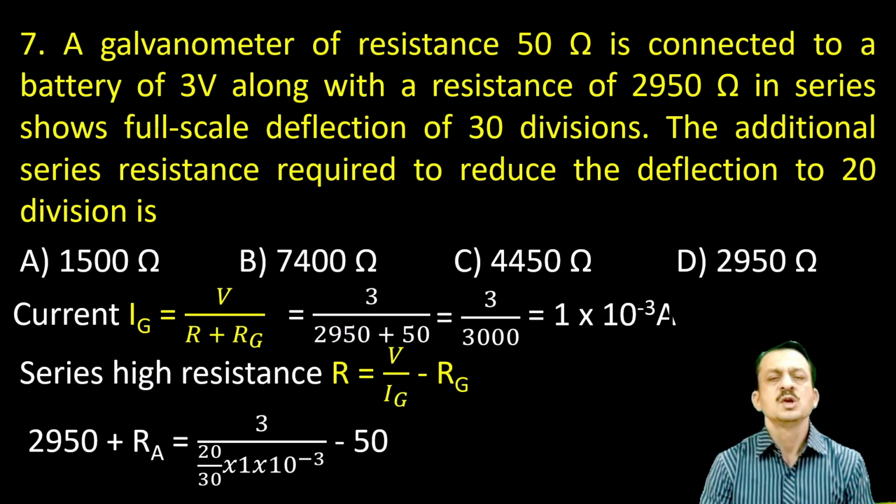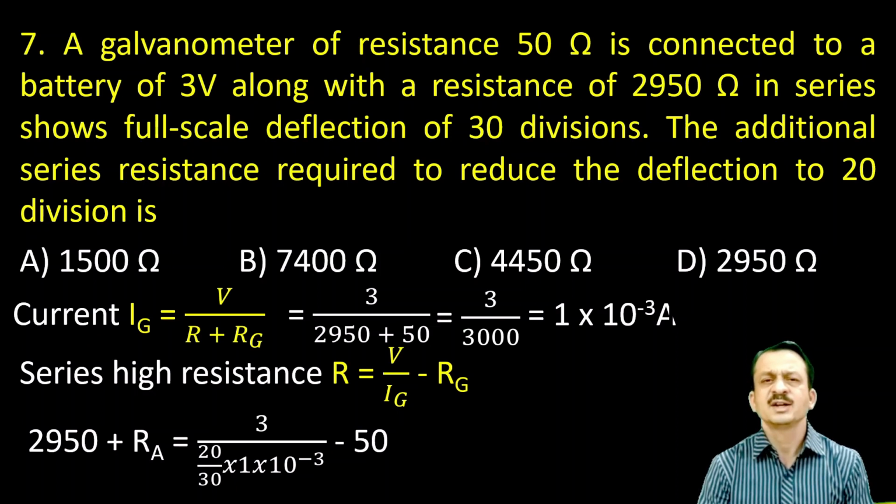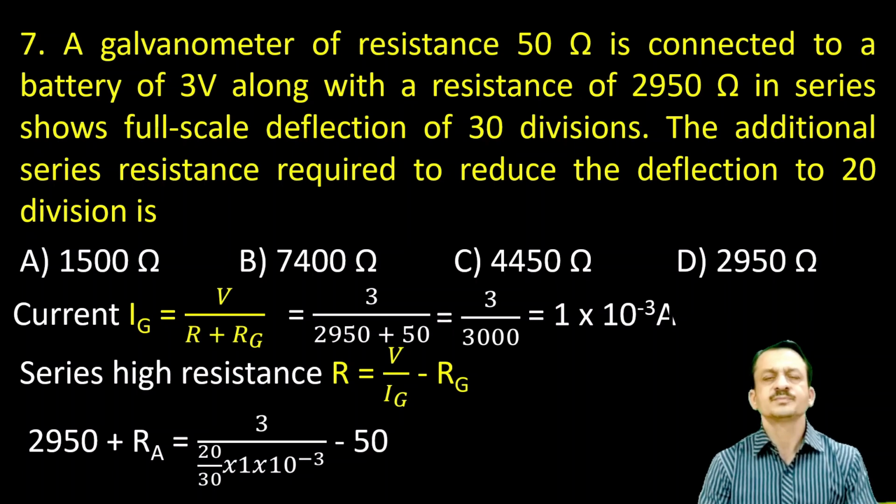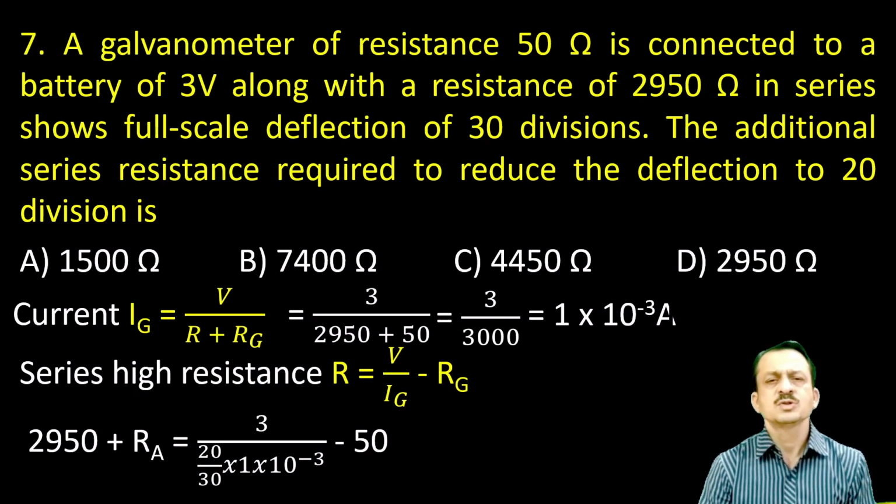It should be equal to voltage, that is 3, divided by Ig. Now here Ig has changed, because in the previous case we calculated Ig for 30 divisions, it is 1 milliamp, that is 1 into 10 to the minus 3. Now what is the current for 20 divisions? That can be calculated as 20 divided by 30 into the current 1 into 10 to the minus 3, and minus 50. Now the 30 in the denominator of the denominator goes to the numerator, it becomes 90 by 20 or 9 by 2.